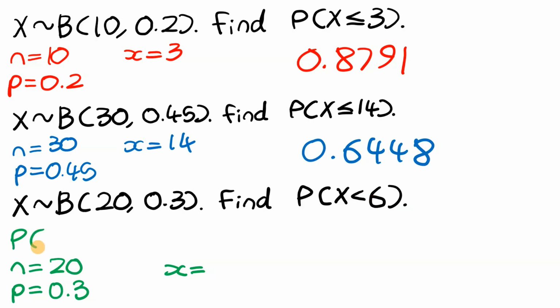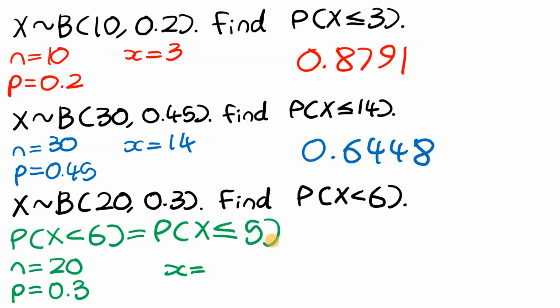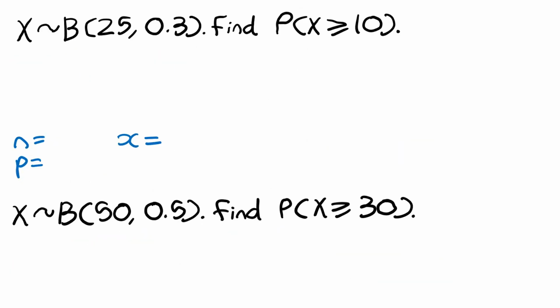So the probability that x is less than 6 is equal to the probability that x is less than or equal to 5, because remember that x can only be whole numbers, it can't be decimals, it can't be 5.5 for example. So x being less than 6 is the same as x being less than or equal to 5. So therefore this is what we're going to put into our calculator, x is equal to 5. If you put this into your calculator, it's equal to 0.4164.